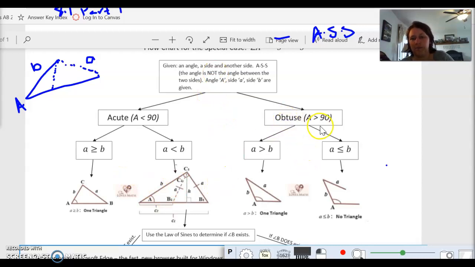If it's obtuse, then we have a couple of directions to go also. So A can be greater than B. If A is greater than B, then we just have one nice triangle, and we're good to go from there. If A is less than or equal to B, then it's no solution. Okay, that's not going to happen. Let me roll this up and then we'll come back.